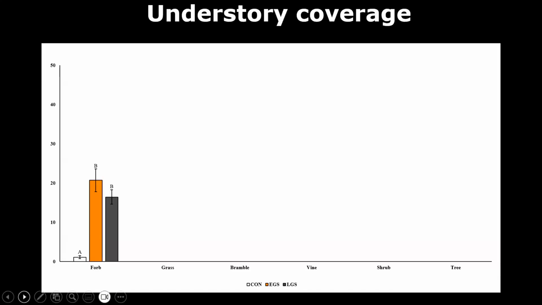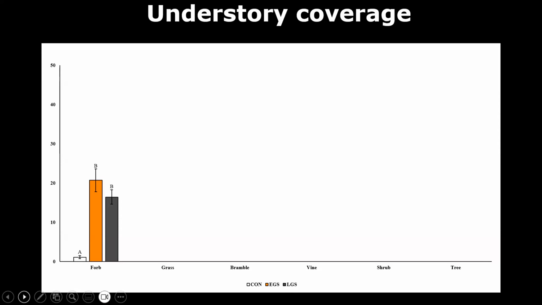All right, so now I'm going to be discussing the understory coverage in these stands. And again, this was collected the summer after the prescribed fires happened. This was in June or July of 2023. And for each of these, there's going to be 3 bars. The first bar on the left, the white bar that's pretty short on all of them, represents the control, so no fire, no timber harvest. The orange bar represents the early growing season burn paired with a shelterwood harvest, and the gray bar represents late growing season fire paired with a shelterwood harvest.